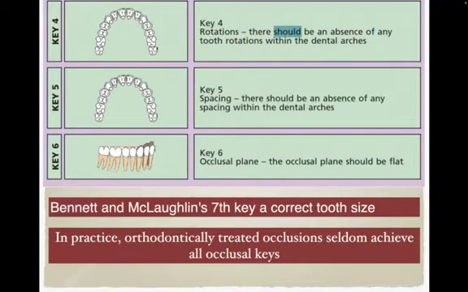However, in practice, orthodontically treated occlusions seldom achieve all these keys. Usually they achieve most of these keys, but not always all of them. And that's something in the clinic that I want to do, which is to target achieving these six keys of normal occlusion. We can do them, but sometimes when you have a severe malocclusion, it's not always possible to achieve the six keys of normal occlusion. We might be able to achieve most of them, but not all of them.